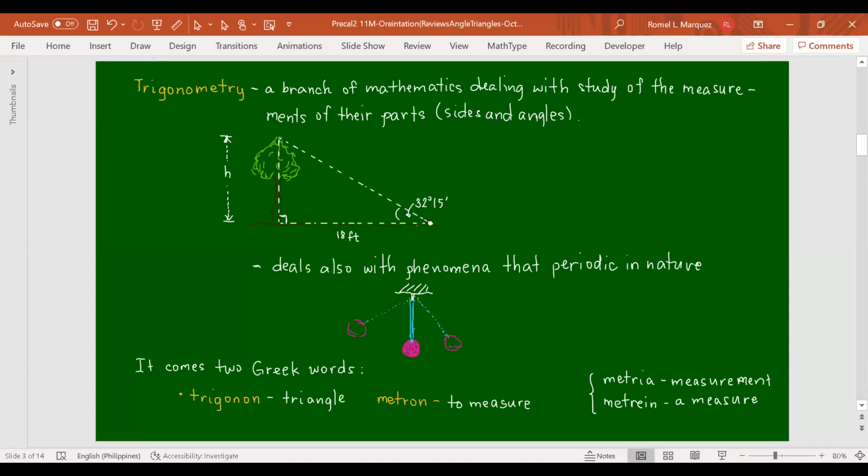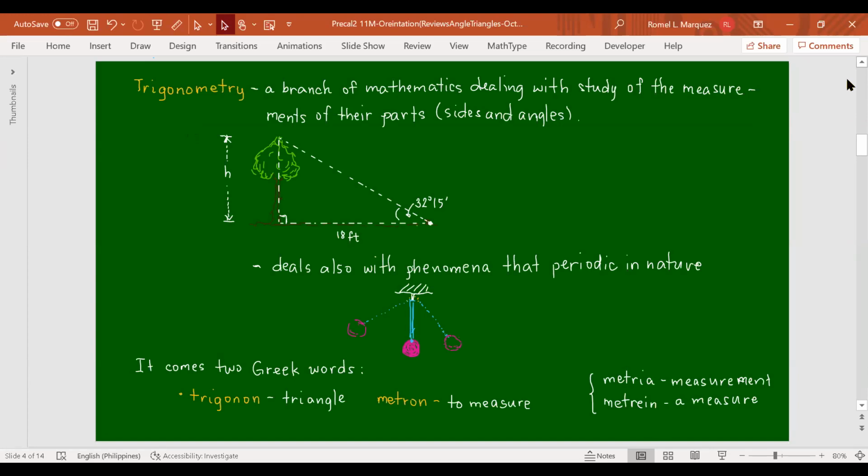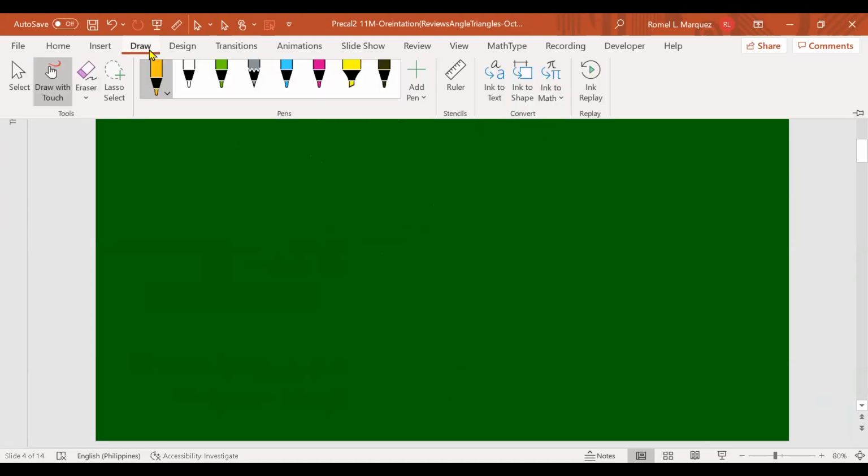Okay? So those are the two Greek words from which trigonometry was derived. Now, as you see, in the study of trigonometry, sides and angles are important, especially angles. So what is an angle?